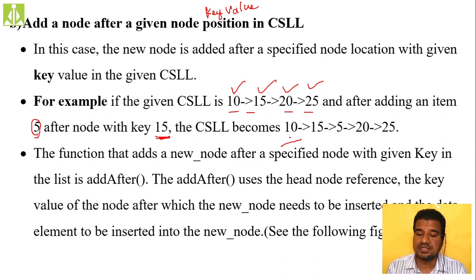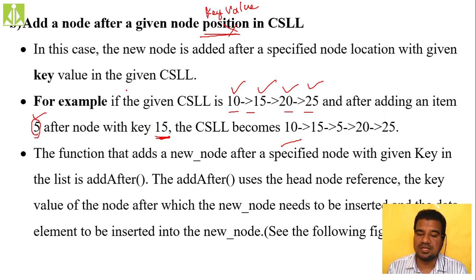So now how my CSLL will become: I will get 10 as it is, 15 as it is, but before 20 and after this 15, because we are adding this 5 after the 15. So you will get like this 10, 15, 5, 20, 25. We are not dealing with positions now; rather we are dealing with key values of the nodes.